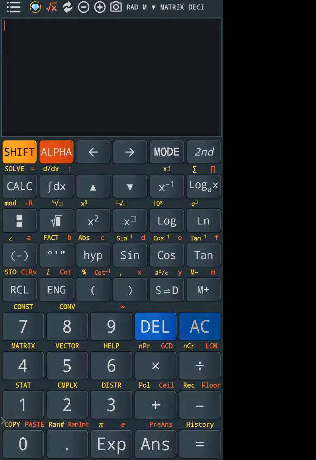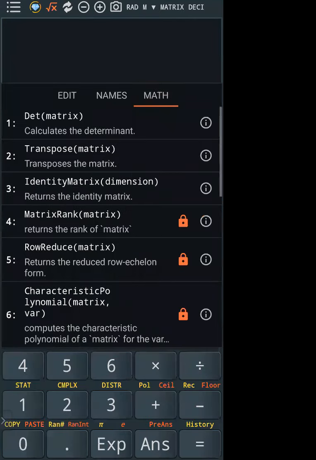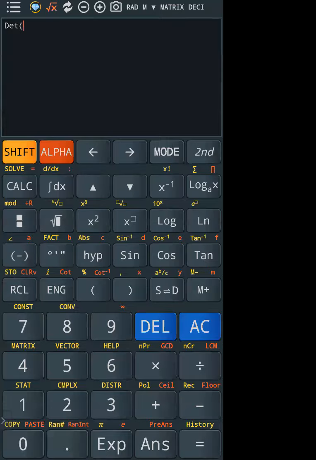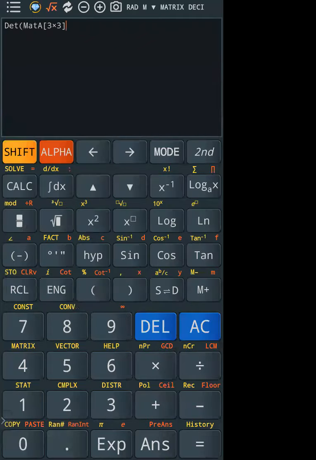Now I will press AC. I will go to shift, matrix. When I go to matrix, I need to go to mathematical calculation. I'll go to maths, then go to determinant. Determinant of which matrix? Matrix A. So I'll go again to shift matrix, and its name is matrix A.